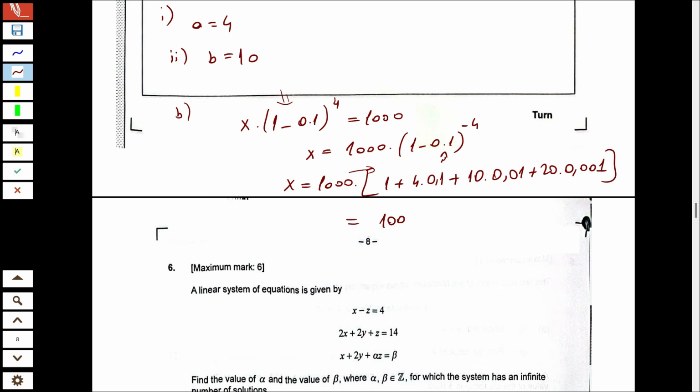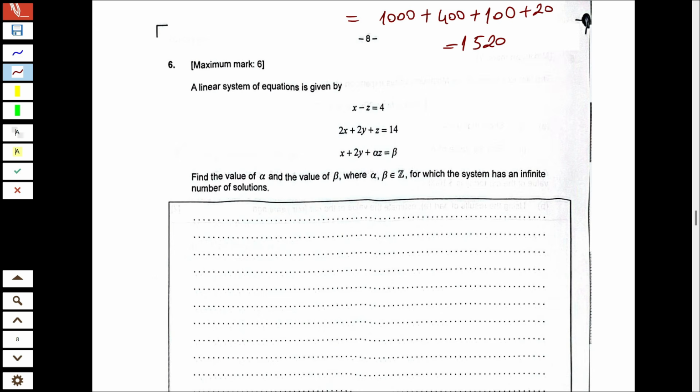You will see that 1000 plus 400 plus, what is that? 100 plus 20, right? Which is 1520. Question 6. A linear system of equations is given by, here are the equations.